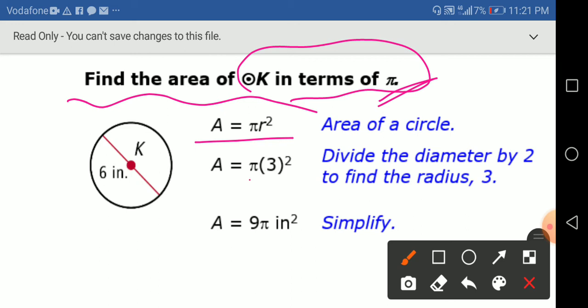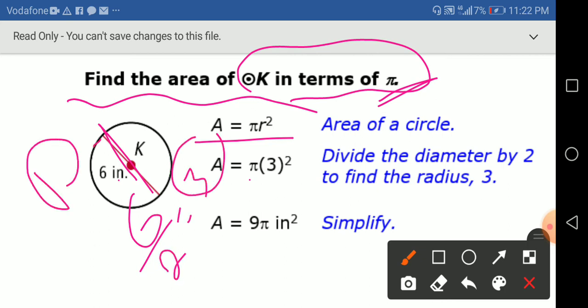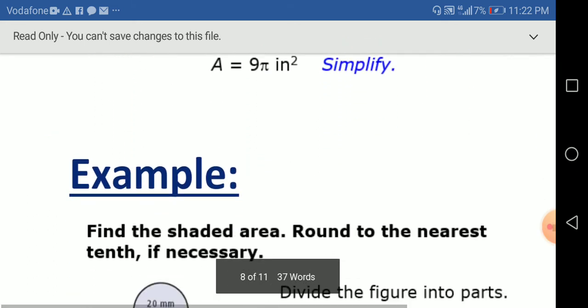What about the r? I have here the diameter is 6, so the r is, what do you think, guys? 6 divided by 2 gives me 3, because the diameter is twice the radius. So this is 3, so 9 pi, because 3 power 2 means 3 times 3, 3 repeated 2 times. So 3 times 3 gives me 9 pi inches squared.